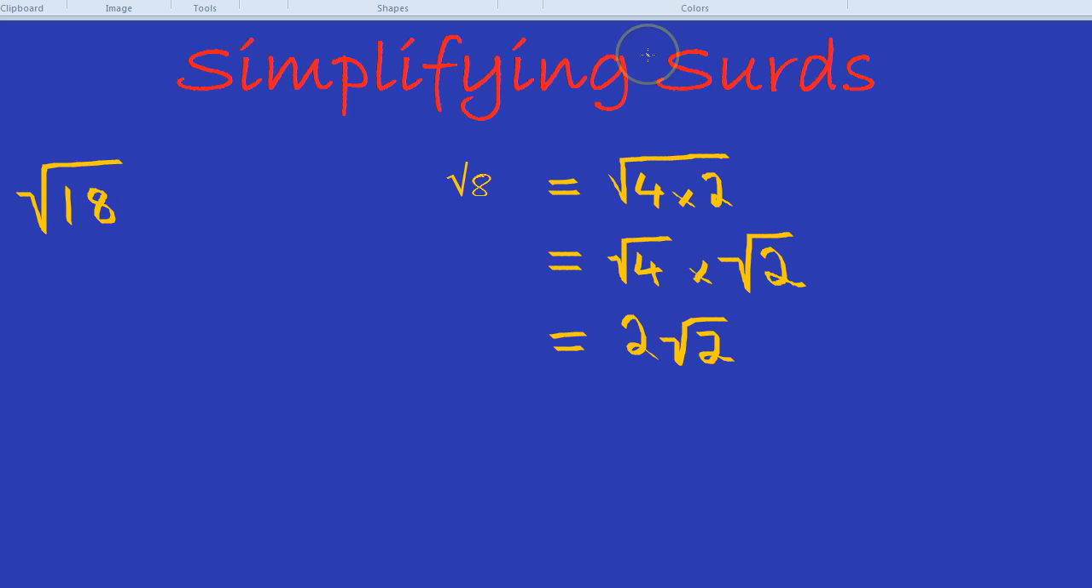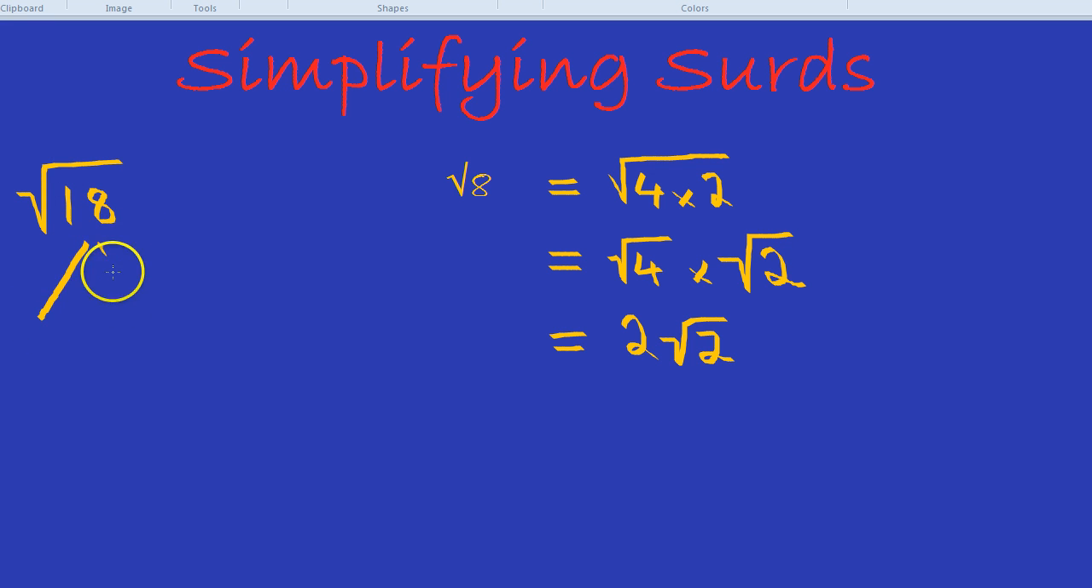Can that be simplified? It can, because there's a square number which goes into 18. When I mean go into, I mean is a factor of. Obviously 16 kind of goes into 18 in the sense of you can add 2 to it, but I mean a factor of 18. So 2, 3, 6, etc. Well, 9 goes into 18, which is a square number.